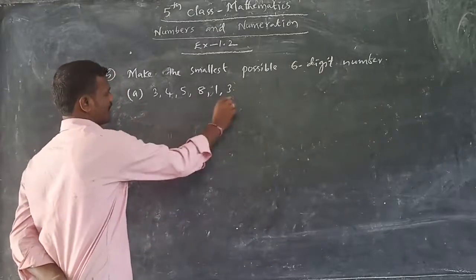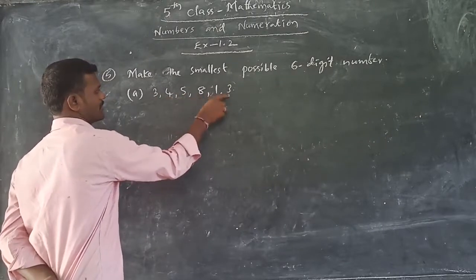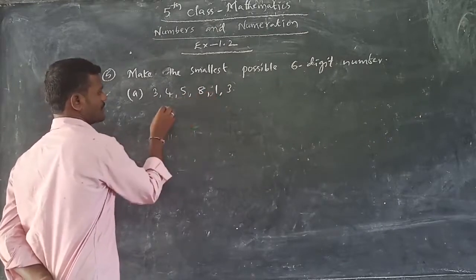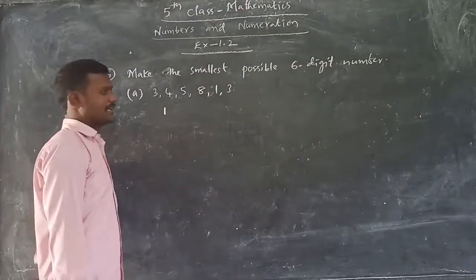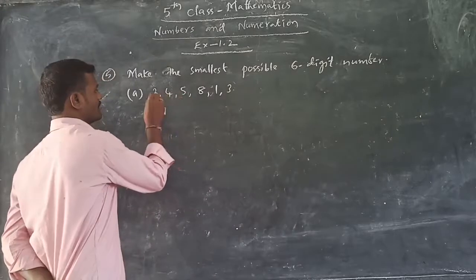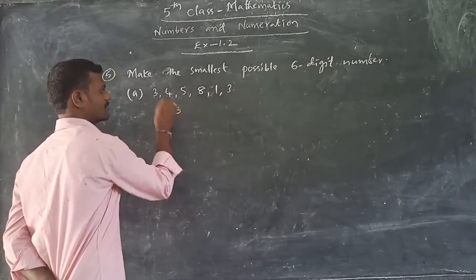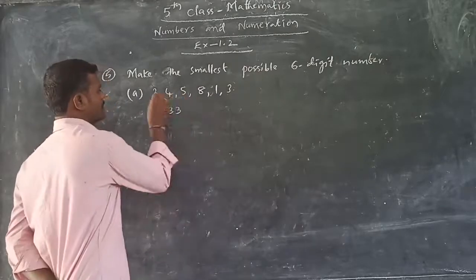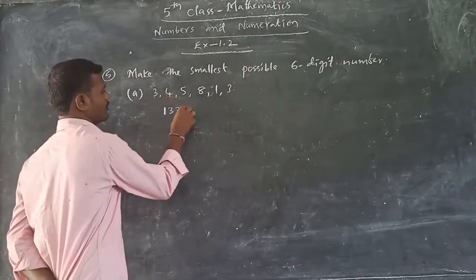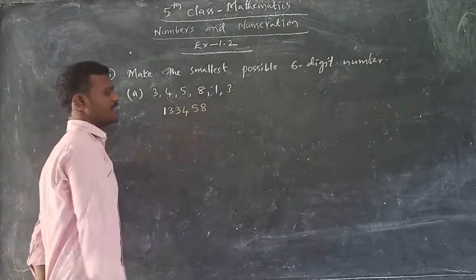So, what is the smallest number in this? 3, 4, 5, 8, 1, 3. So, 1 is the smallest number. Write 1 here. Okay. Next. After 1, what is the smallest? 3. Two 3s are there, so write both 3s. Next. After 3, next one is what? 4. After 4, next one is what? 5. After 5, next one is 8.